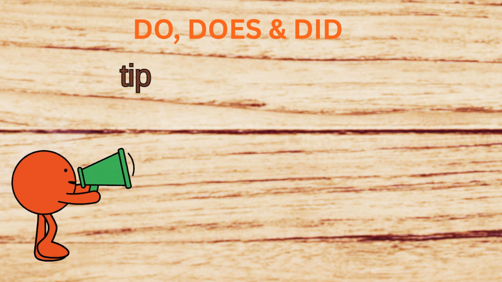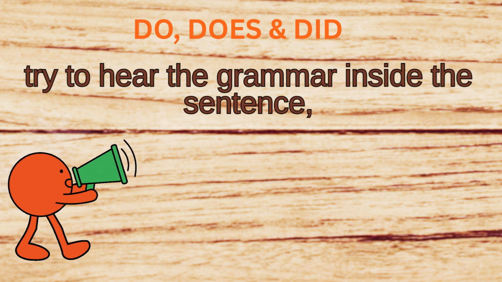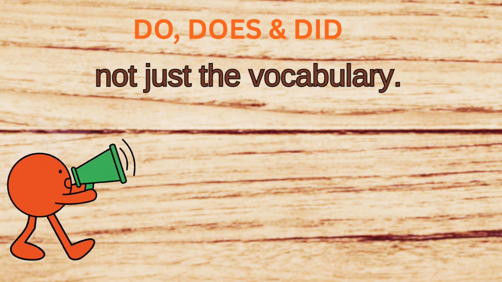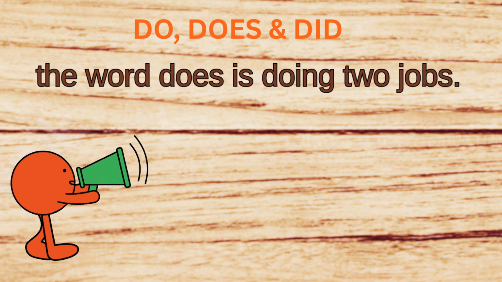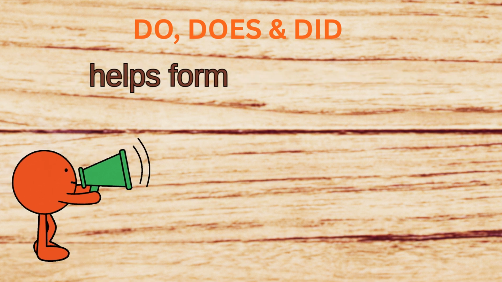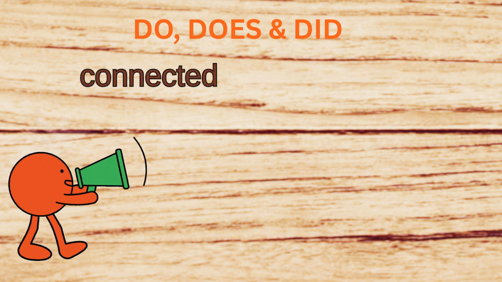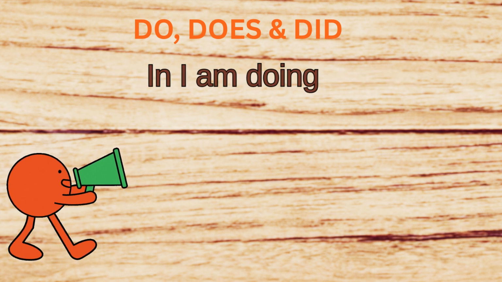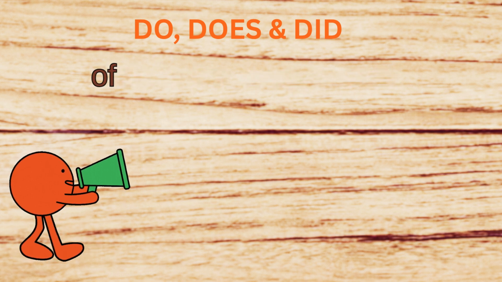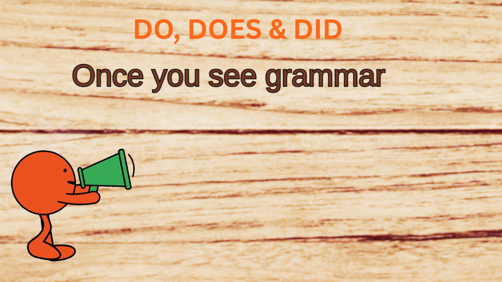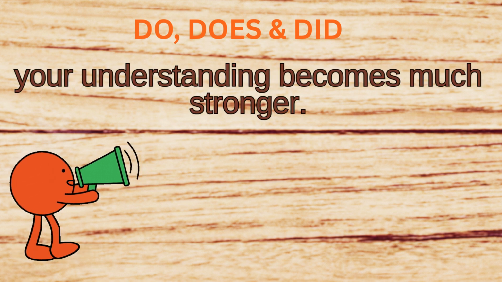Here is one more advanced tip before we finish. When you are speaking, try to hear the grammar inside the sentence, not just the vocabulary. For example, in does he know, the word does is doing two jobs. It shows the tense and helps form the question. In I have done it, done shows completed action connected to the present. In I am doing it, doing shows action in progress. This is the deeper level of grammar awareness. Once you see grammar as meaning, not just rules, your understanding becomes much stronger.